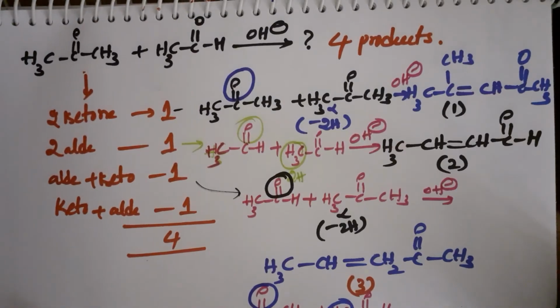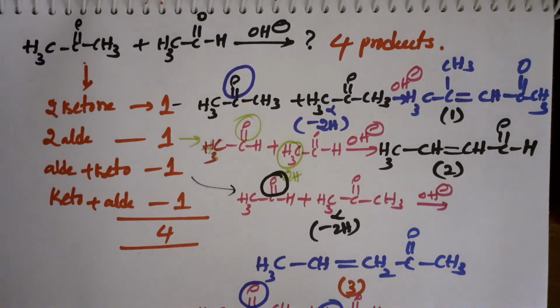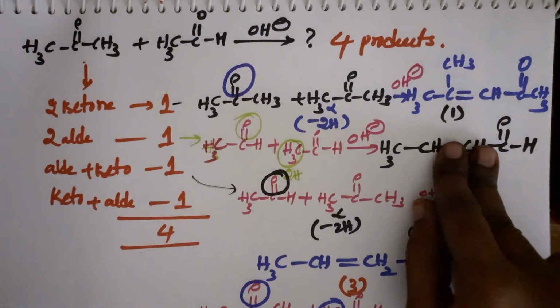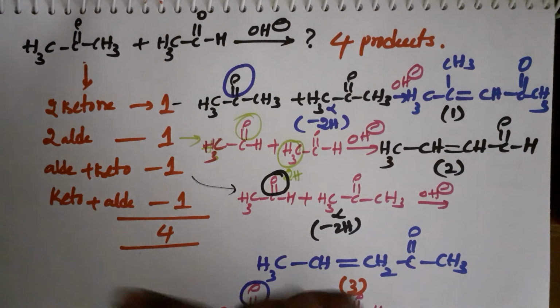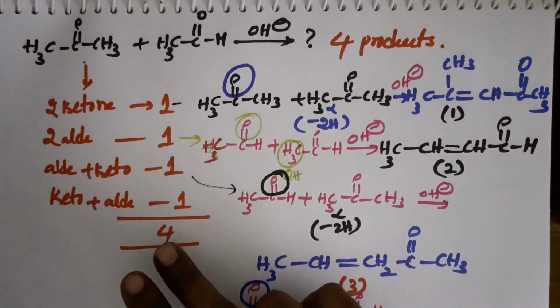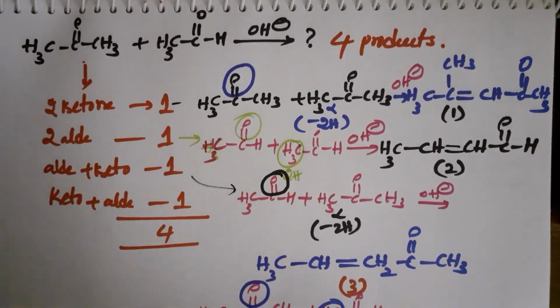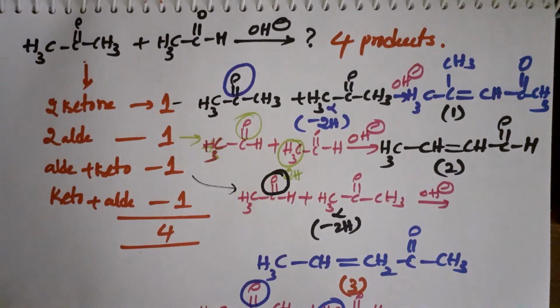If we are taking two different kinds of aldehydes, two different ketones, or one aldehyde and one ketone, then we'll get four different products. But if we are taking two similar aldehydes or two similar ketones, then we'll get only one product. So this is about the aldol condensation.